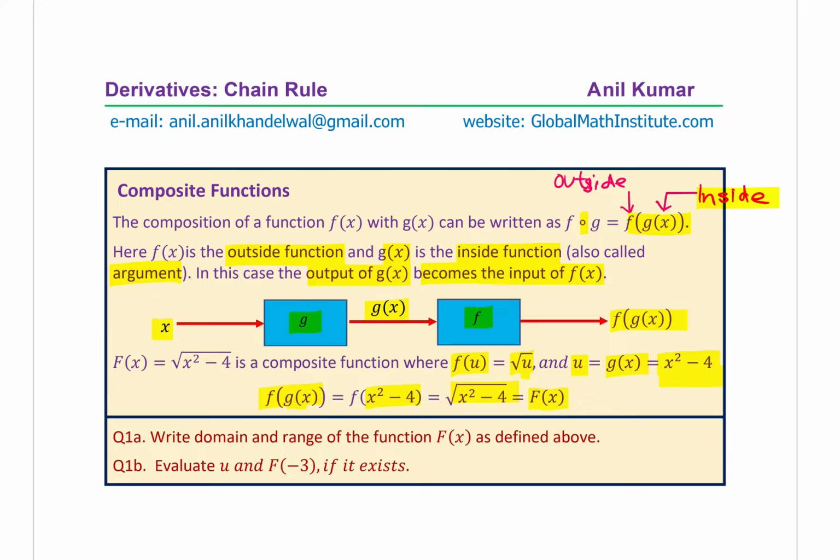Perfect. Now here are two questions for you. Question number 1a. Write down the domain and range of the function f of x, right? That is for you. So domain and range of f of x, this is a square root function, correct? Now, part b is evaluate u and f of minus 3 if it exists. Sometimes it may not exist, right? So you may have to figure this out. So these are two questions for you. Try them out. Write your solution in the comments. I can always get back to you with the correct solution.